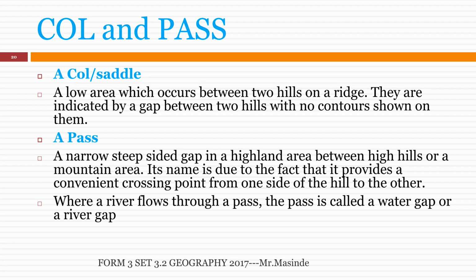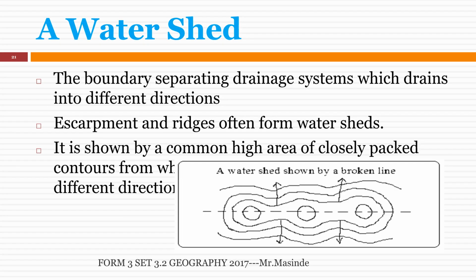A col or saddle is a low area between two hills on a ridge, indicated by a gap with no contours. A pass is a narrow, steep-sided gap, providing a convenient crossing point, which is called a water or river gap if a river flows through it. A watershed is the boundary separating drainage systems flowing in different directions.